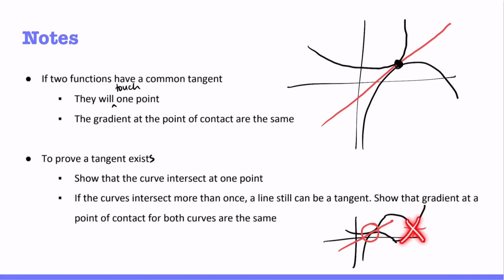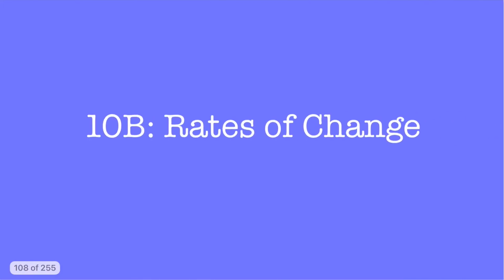So that's an intersection, whereas this is a point of touching. It touches each other. It's got a tangent at that point. So that's just a little bit of an application to it. All right, that's the end of 10A.